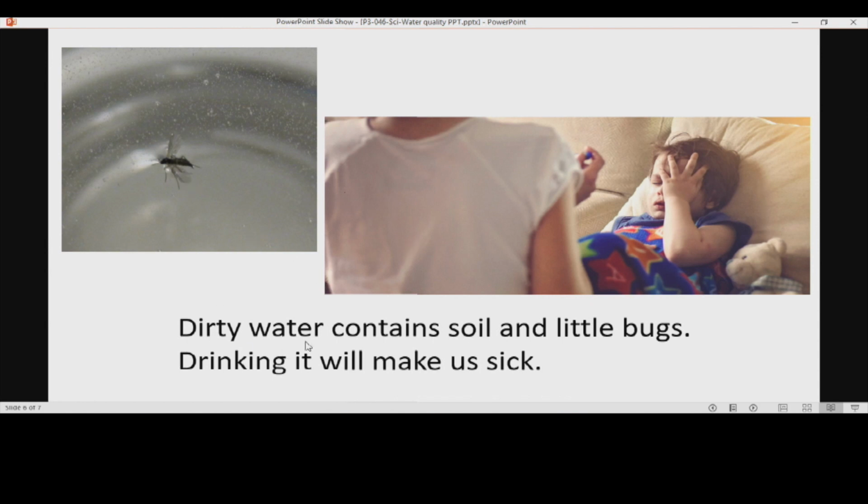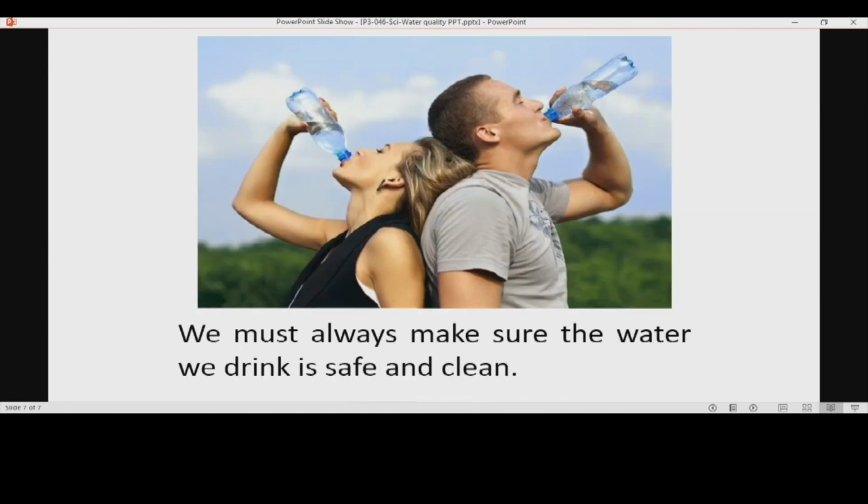Dirty water contains soil and little bugs. Drinking it will make us sick. We must always make sure the water we drink is safe and clean.